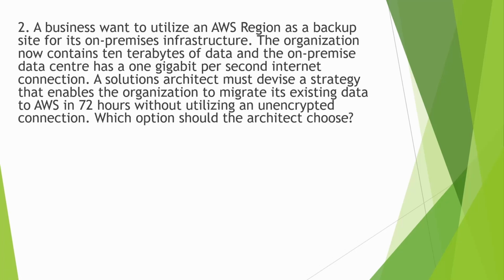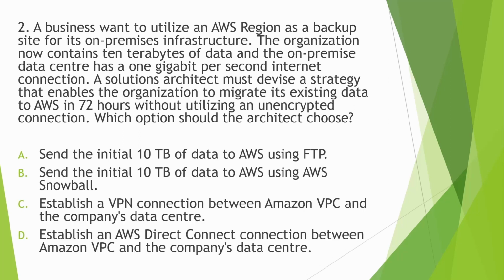You can maybe pause the video and read the question so that you understand it. A business wants to utilize an AWS region as a backup site for its on-premise infrastructure. The organization now contains 10 terabytes of data and the on-premise data center has a 1 gigabit per second internet connection. A solutions architect must devise a strategy that enables the organization to migrate its existing data to AWS in 72 hours without utilizing an unencrypted connection. Which option should the architect choose?